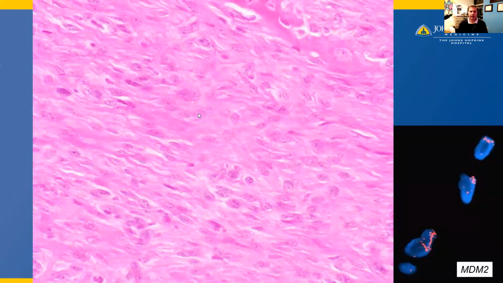However, the cells had a little bit too much cytologic atypia for fibrous dysplasia. And as you can see here, the bone lacks osteoblastic rimming. And again, other areas had a little bit too much cytologic atypia, although it's bland, for fibrous dysplasia. And MDM2 showed gene amplification.